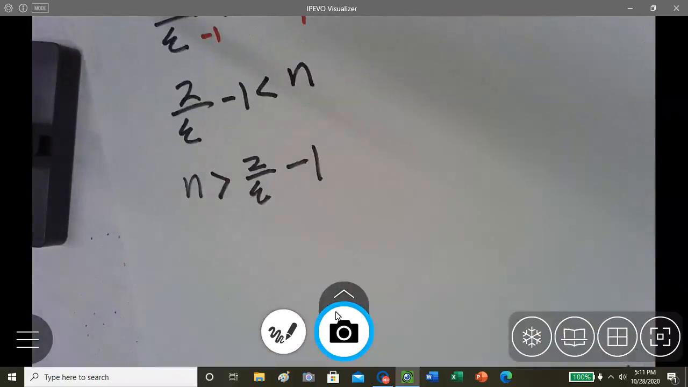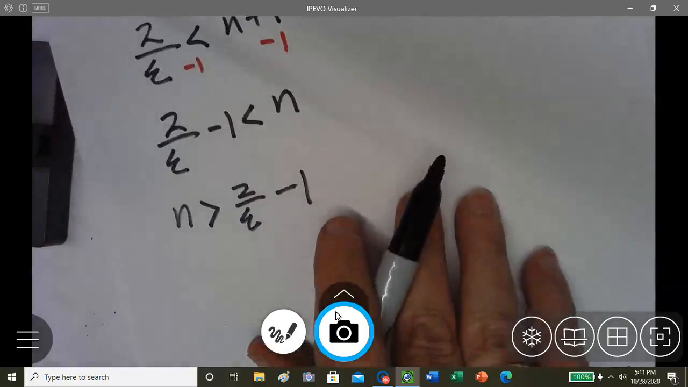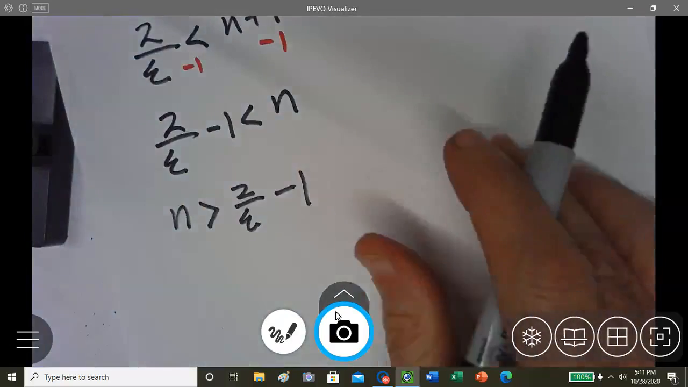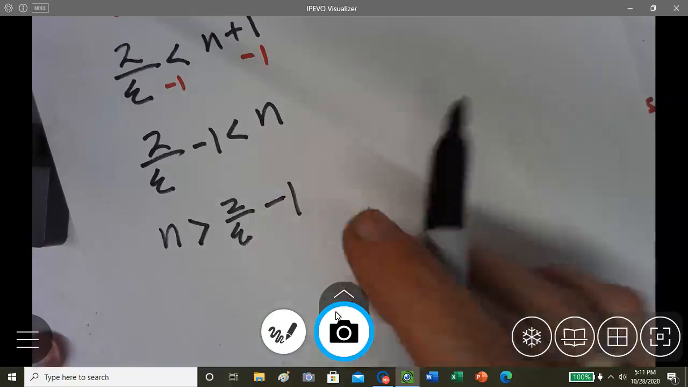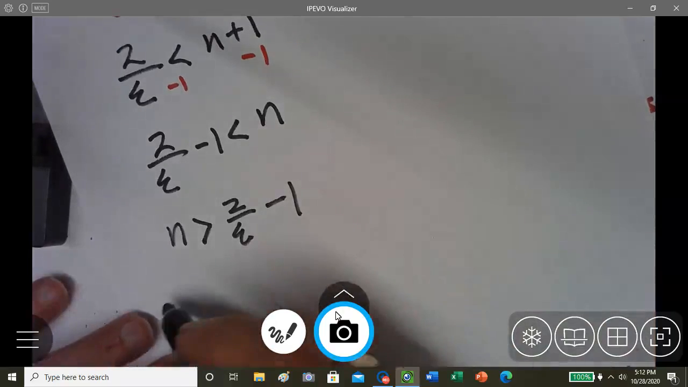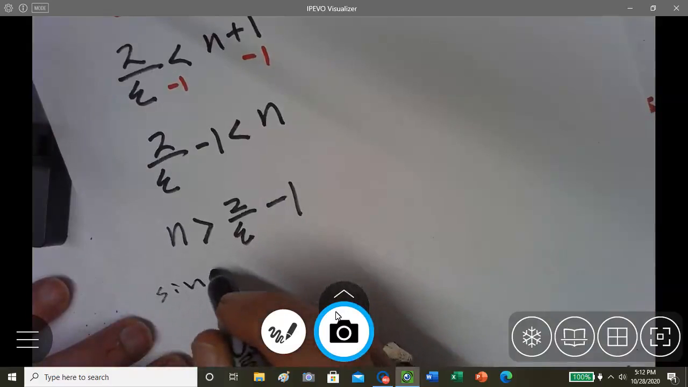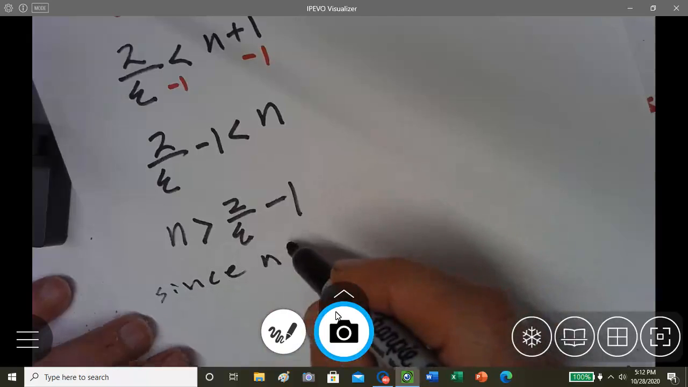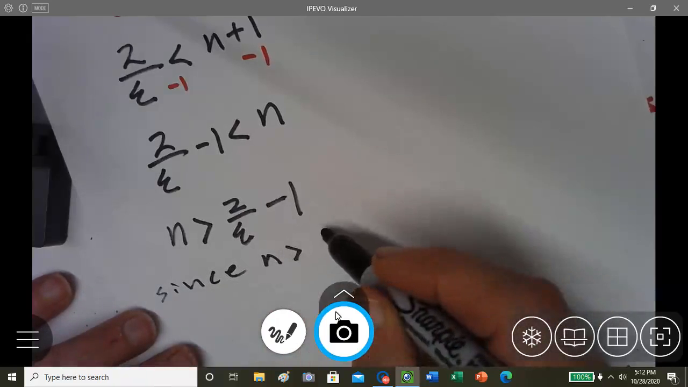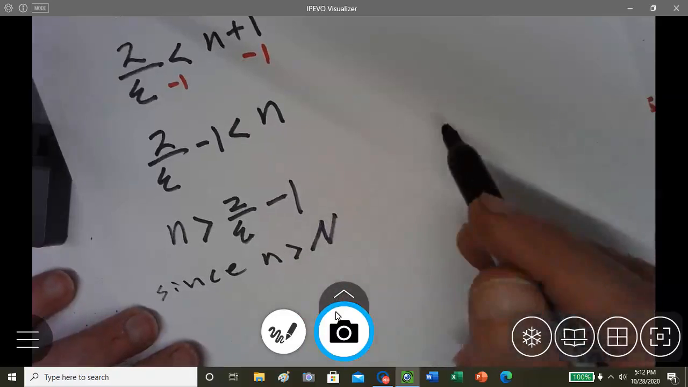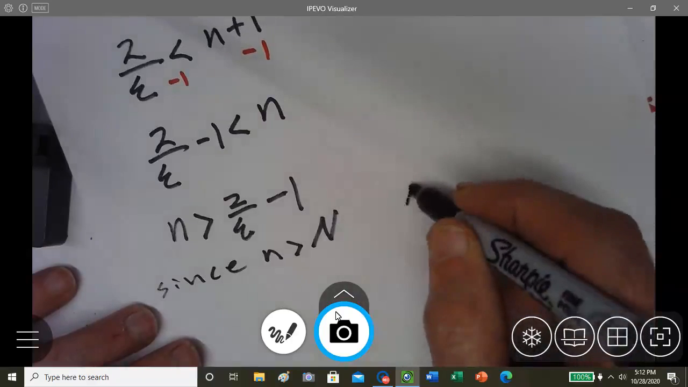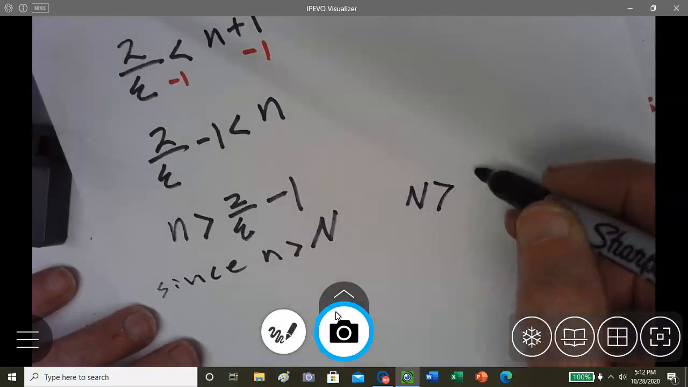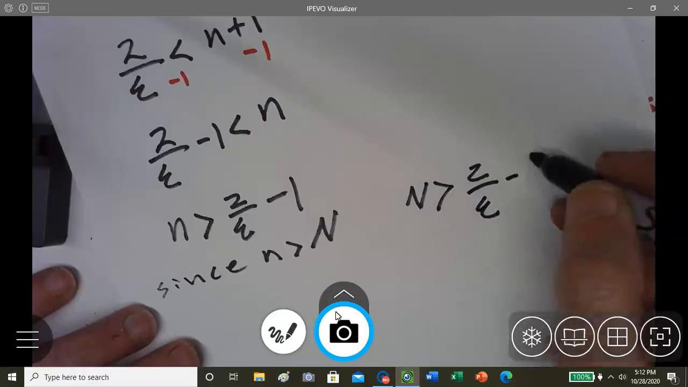All right, so from here, we can go ahead and write our proof and then work backwards. So now, since our n is greater than our boundary N, then we can say that our boundary N is greater than 2 over epsilon minus 1.